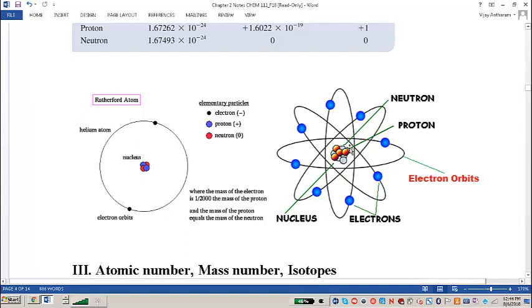More complex versions of the atom are there. One of them is that the electrons not only orbit, they circulate around the nucleus in orbitals. This is where you get your s orbital, p orbital, d orbital, f orbital, if you remember from high school chemistry.